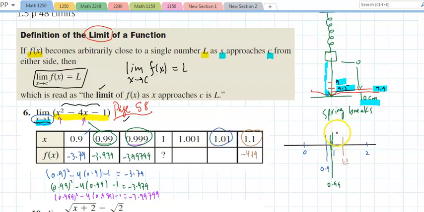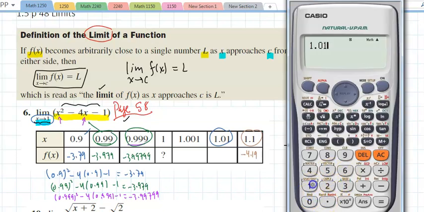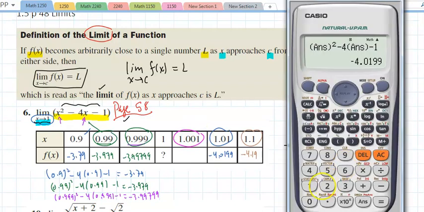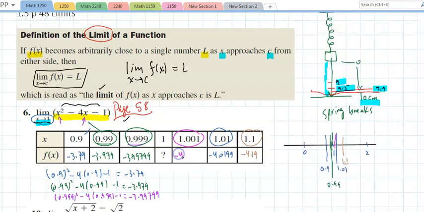If I replace n by 1.01, a lot closer to 1, all I have to do is 1.01, enter, and go back and input that. That is negative 4.0199. And if I go ahead and input 1.001, even closer, enter, and go back and evaluate, negative 4.001999.